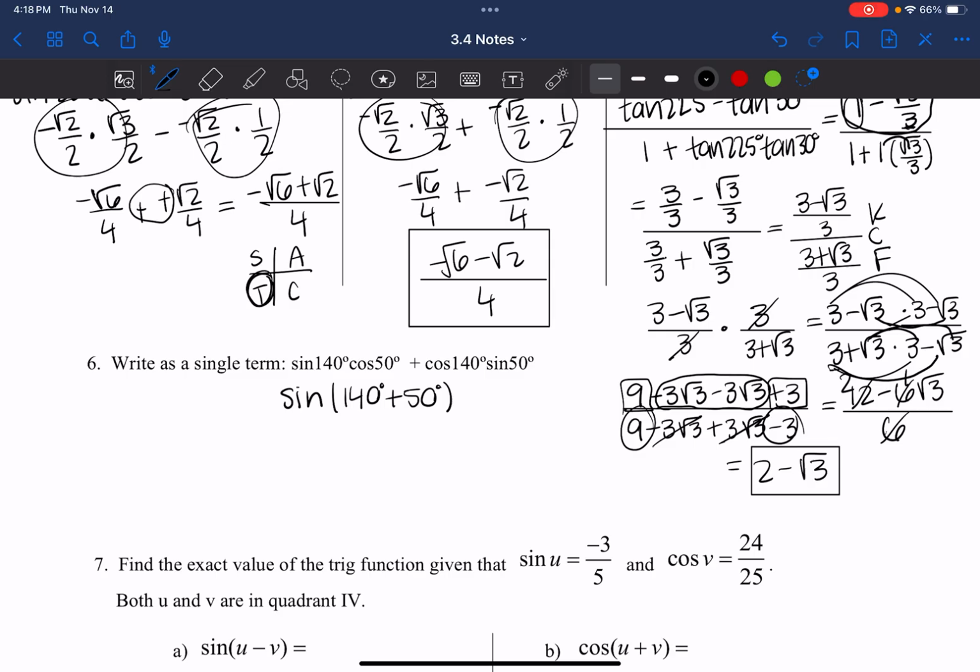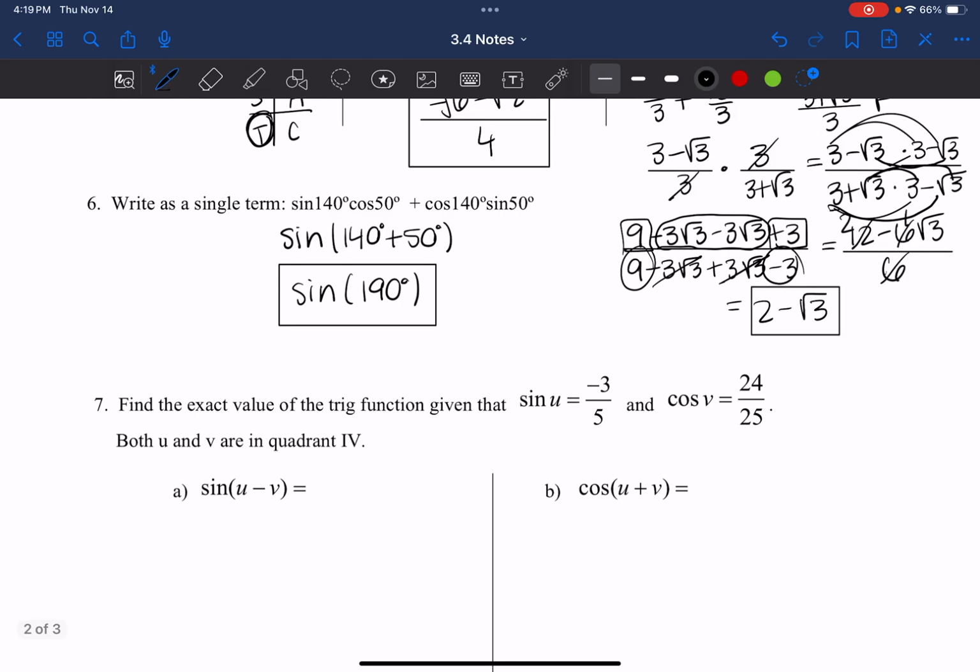So I've got 140 plus 50, like terms, which is going to give me 190. Now, 190 is not something that we have memorized on our unit circle, so that is where we will leave it.